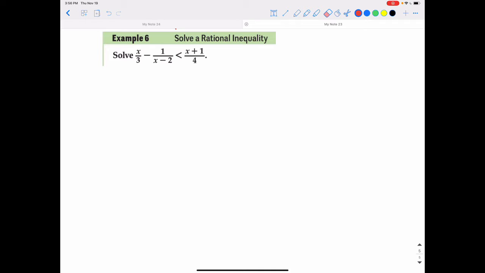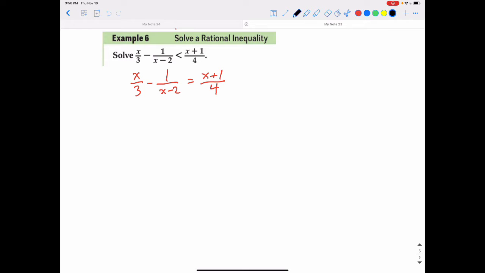So we are first going to start out by solving for x to figure out what makes x a true sentence as an equation. So I'm going to rewrite this as an equation. It'll be x over 3 minus 1 over x minus 2, and I'm going to set it equal to x plus 1 over 4.